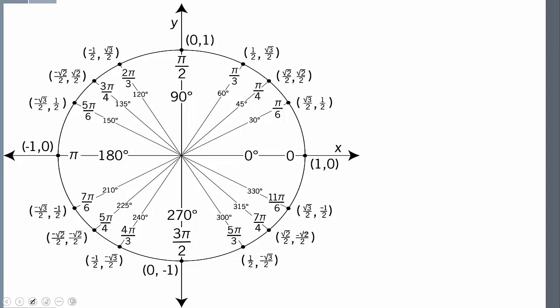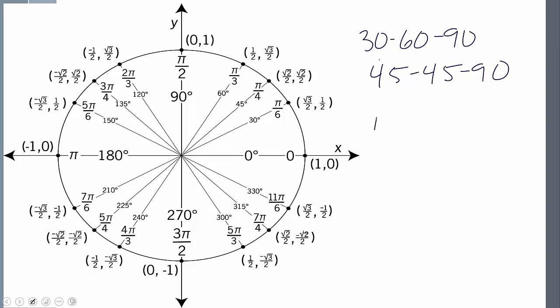Let's talk about how to remember the unit circle. In the previous lesson, we constructed the unit circle using the special triangles. Remember, we had the 30, 60, 90 triangle, and we had the 45, 45, 90 triangle. We took those triangles and put them on the unit circle, and that's how we essentially constructed it. To find the angles, which is the first piece here, we need to calculate what each angle is going to be using those special triangles.